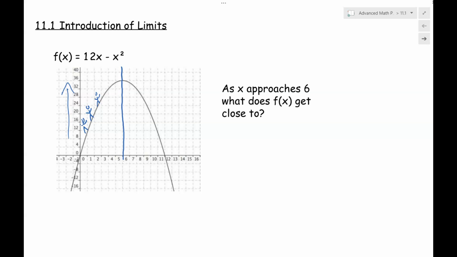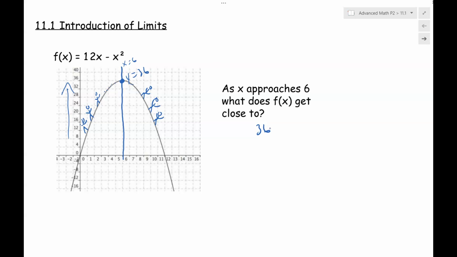And to be honest, for a limit, we have to talk about from both sides. So maybe my twin brother is over here. As I go up this graph, what am I getting closer and closer to? As I get close to this line, x equals 6, I'm getting close to that point. I'm getting closer and closer to y equals 36. So that's what I'm getting closer and closer to, the f of x of 36.